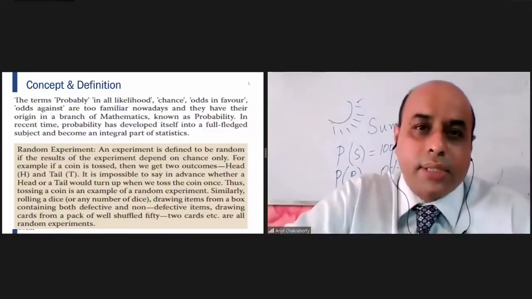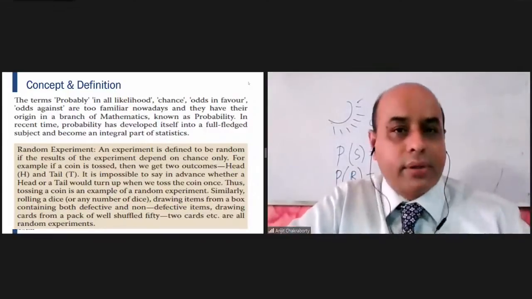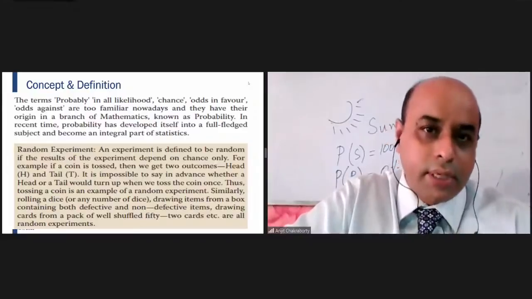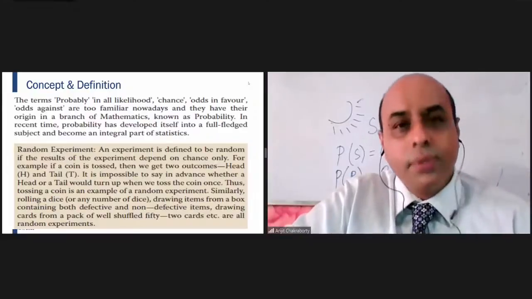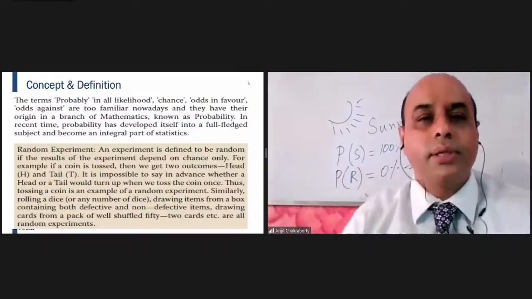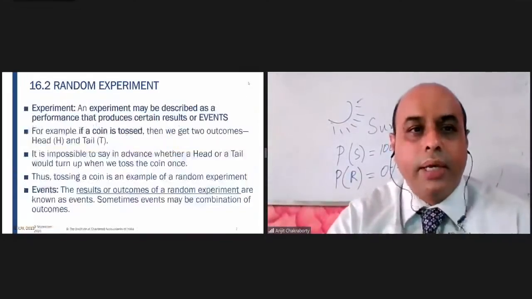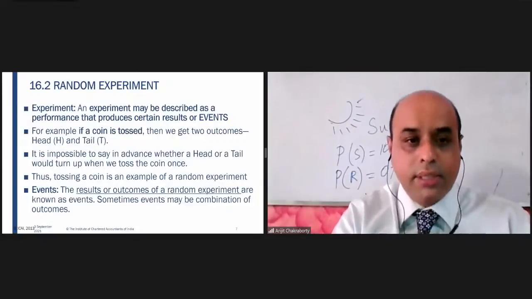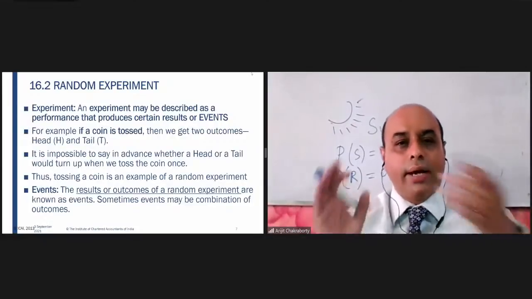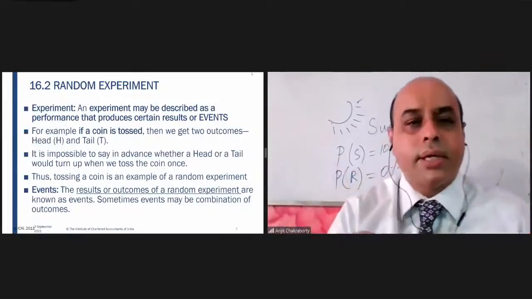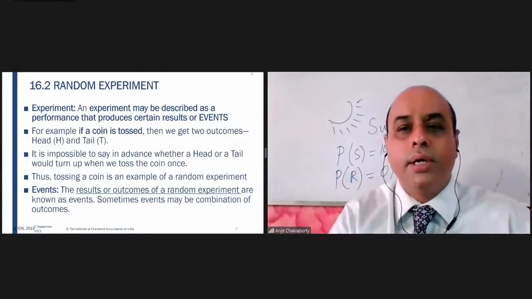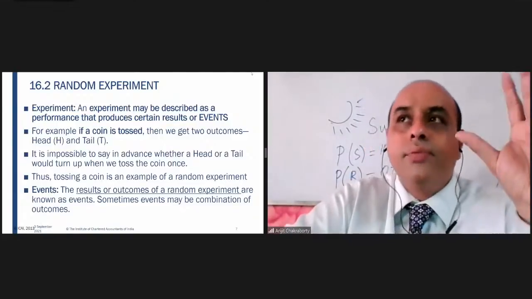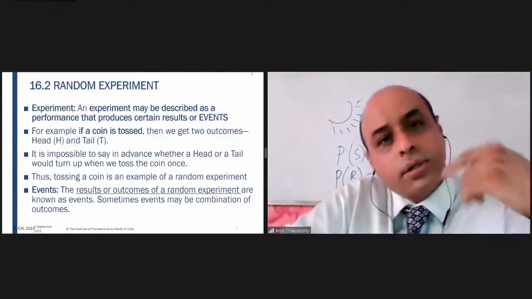Then even something like weather. Yes, it depends on chance. To a large extent, weather can be predicted, but still it depends on chance. So yes, weather forecasting you can also consider as a random experiment. Now the formal definition as given in our study material: an experiment can be described as a random experiment that produces certain results, which are called events. So please note that coin tossing is an experiment.